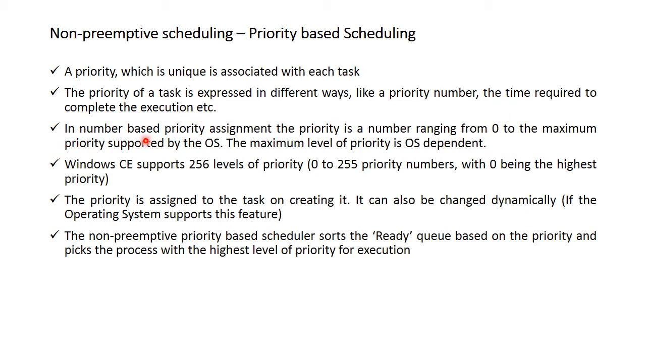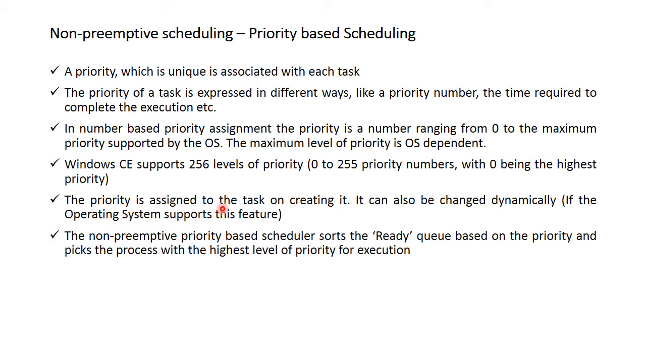In number based priority assignment, the priority is a number ranging from 0 to the maximum priority supported by the operating system. The maximum level of priority is operating system dependent. Windows CE supports 256 levels of priority, ranging from 0 to 255, with 0 being the highest priority and 255 the least priority.